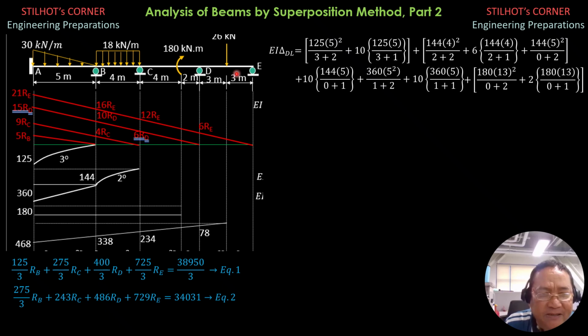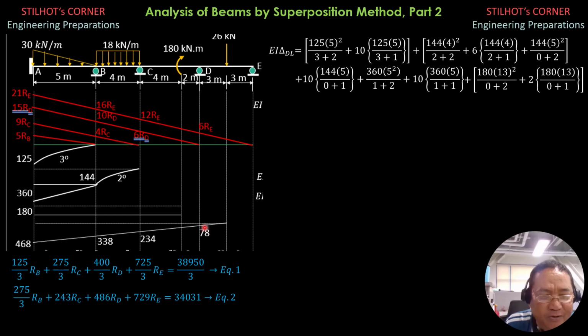Then for this moment due to the 26 kilonewton load, we have a couple of 78, and the moment due to the concentrated load of 26, which is 468 minus 78, and that's 390.